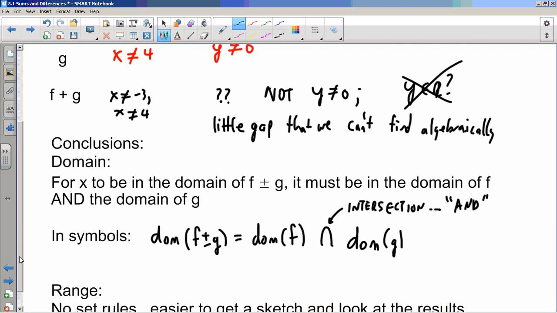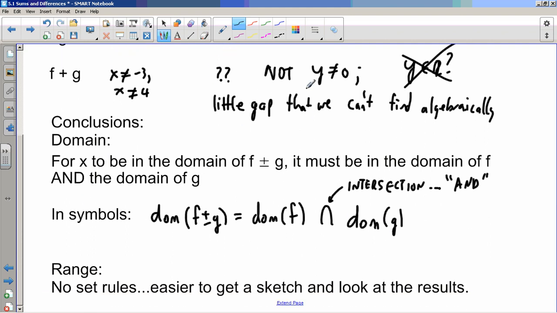Well, what about the range? How would we get the range? Well, we said the range is a lot more difficult. My advice is get a sketch, look at the results. You can guess from the graph. Okay. We don't have the skills to calculate the range exactly.